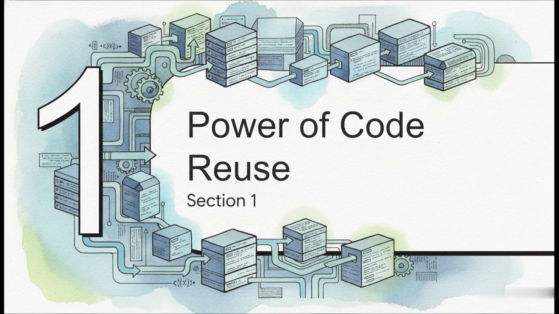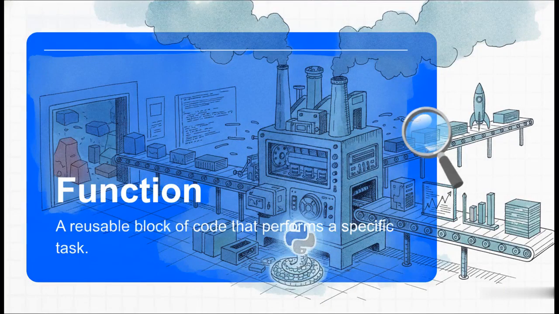All right, kicking things off with Section 1, the power of code reuse. So what exactly is this superpower we're talking about? At its core, a function is simply a reusable block of code that is designed to do one specific task.